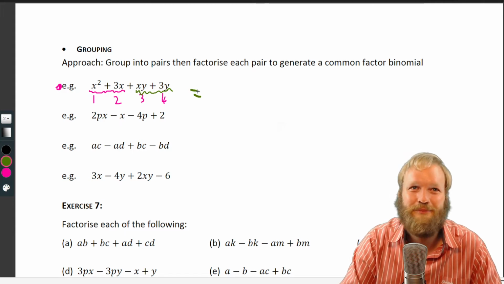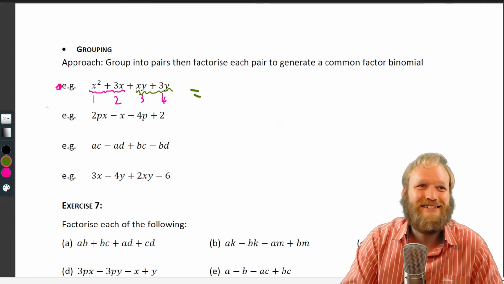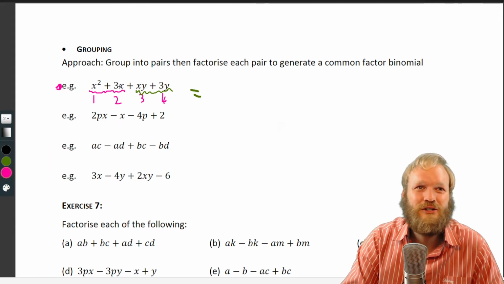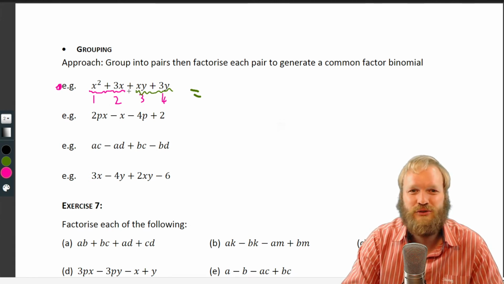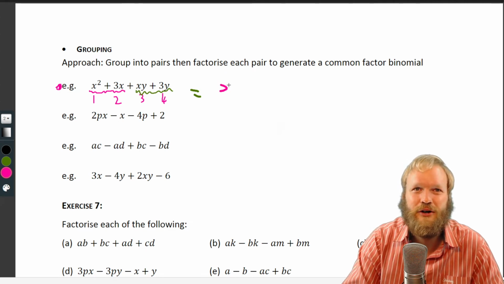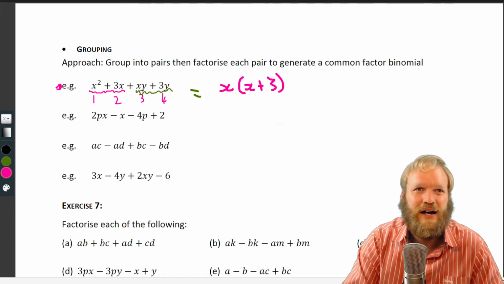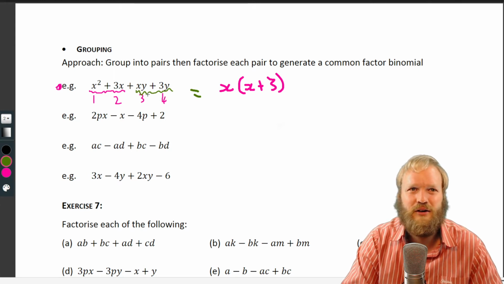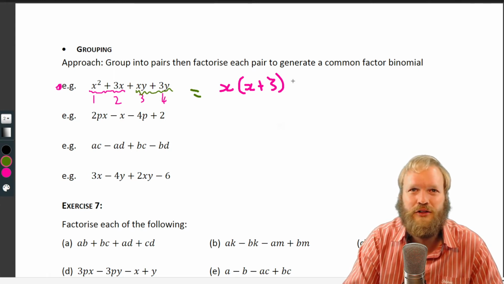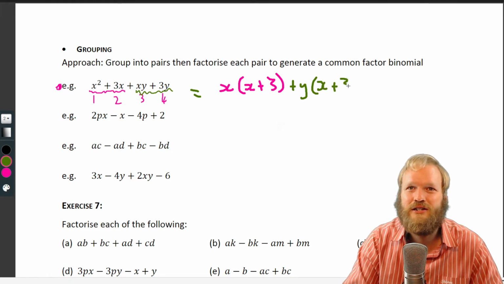So this is equal to, so x squared and 3x, there's a common factor, right, between x squared and 3x. What is it? Well, I see an x in both of those. So I might take an x out and write x plus 3. And then for these two terms, I see a common factor y. So if we took out a positive y, then we could have x plus 3.